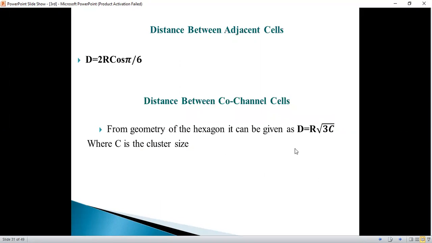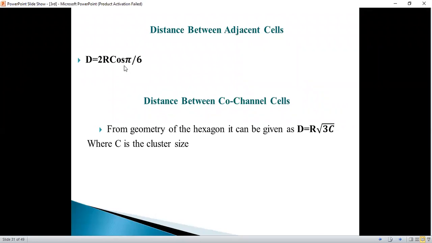So when we are talking about co-channel cells, that means we have moved cluster to cluster, so we need to contribute the cluster size also over here. If you look at this, cos pi by 6, if you convert cos pi by 6, it will give you under root 3 upon 2. When you put under root 3 upon 2 over here, and this 2 and that 2 will be cancelled out, you will remain with R under root 3. Is it clear?